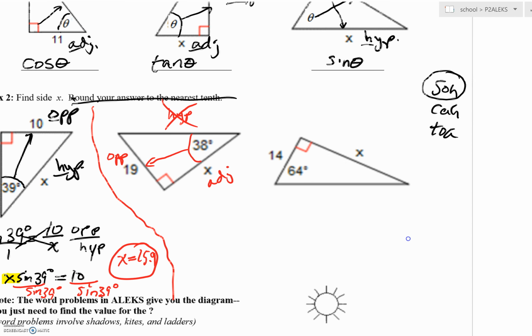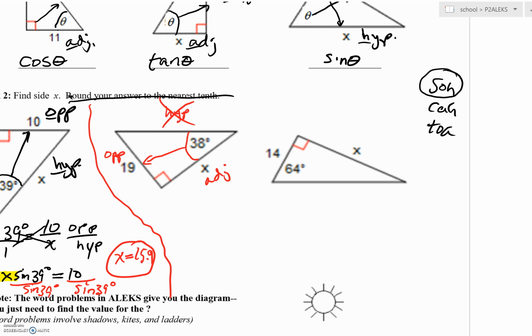Look off to this far right side here. Which trig function deals with opposite, the O, and the adjacent, A? That has to be tangent. So I'm going to write the tangent of the angle. Tangent of 38 would equal opposite, which is 19, all over adjacent.